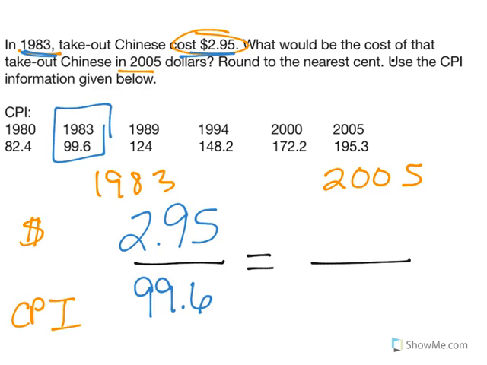Now we're trying to find what it is in 2005 dollars, which means our unknown value is the dollars of 2005, while 2005 CPI is 195.3. So now I have a nice proportion, and I am ready to cross multiply. So I'm going to go ahead and rewrite this over here so that I can show you and have all the work here.